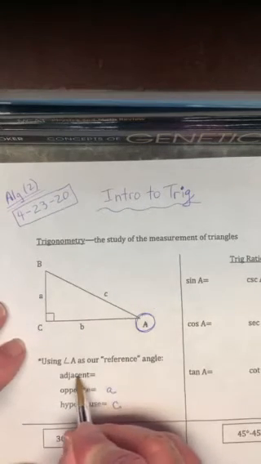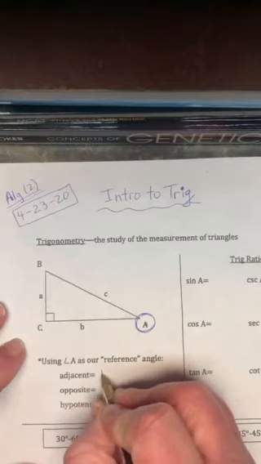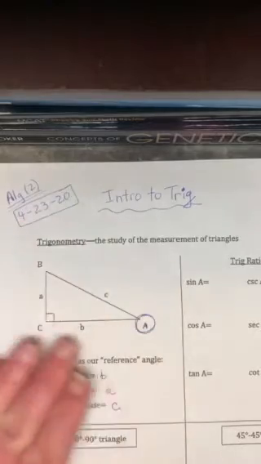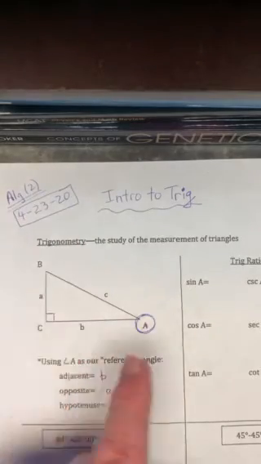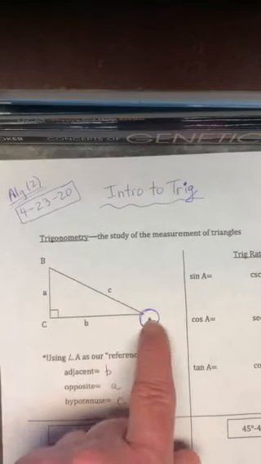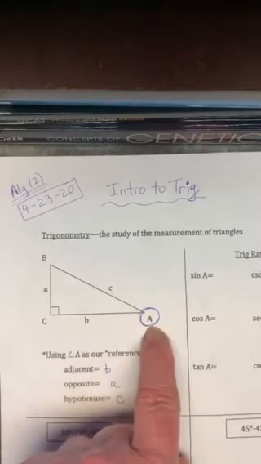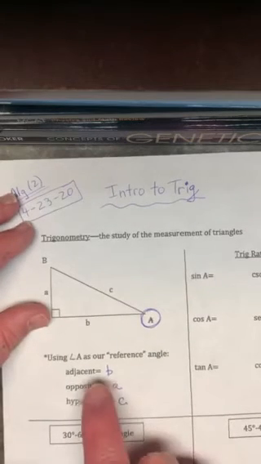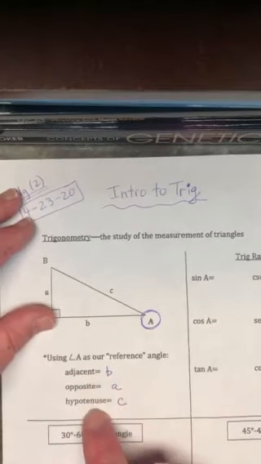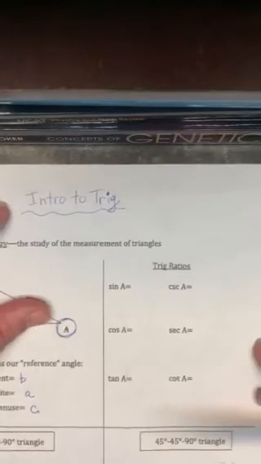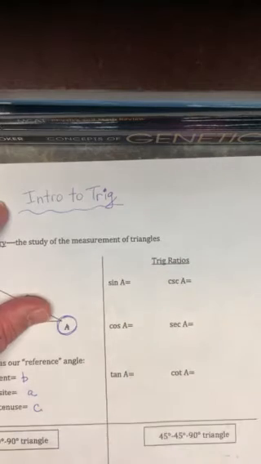So the adjacent side on this picture is side B. Every time you've got a right triangle, depending on the reference angle you're picking, you've got an opposite side, an adjacent side, and a hypotenuse. And actually, those three words, adjacent, opposite, and hypotenuse, are now used to represent the three main trig functions that you're going to use in trigonometry.